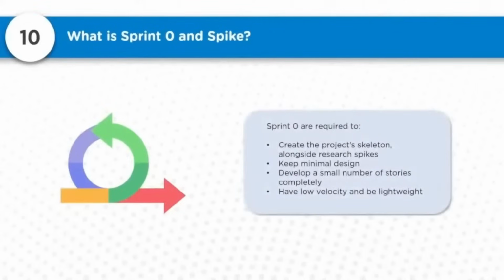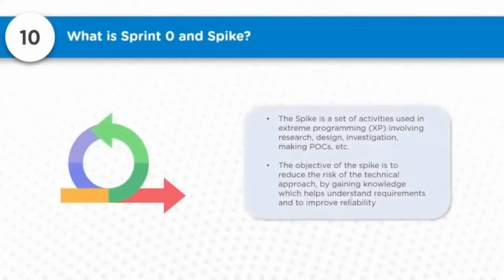So this Sprint Zero is required to create project skeleton alongside research spikes, keeping minimal design, developing a small number of stories completely, having low velocity and being lightweight. So speaking about this spike, so spike is a set of activities used in extreme programming. I think this was introduced there in extreme programming, that is one of the Agile methodologies. So involving research, design, investigation, making proof of concepts, etc.